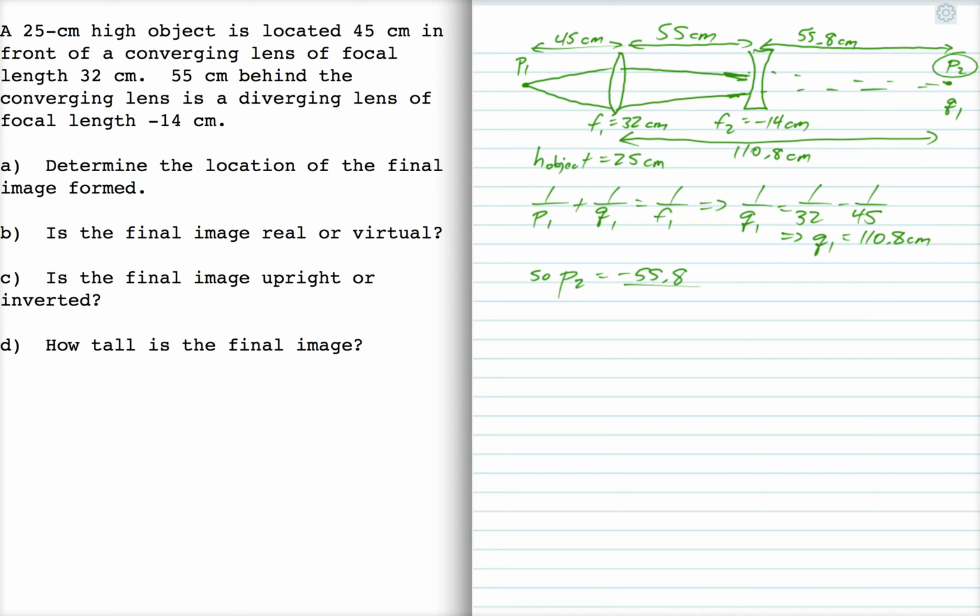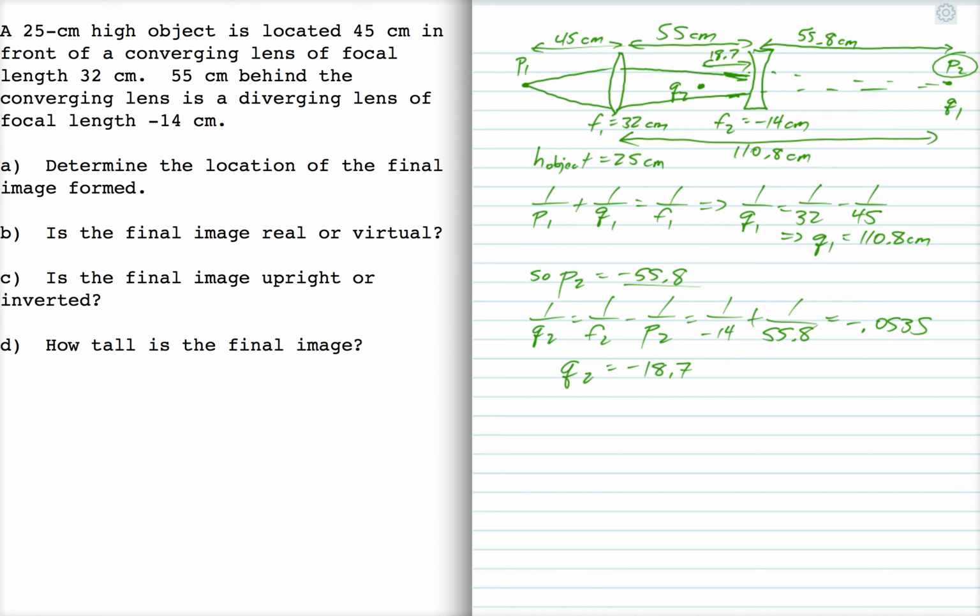Okay, so we can find Q2 now. 1 over Q2 is 1 over F2 minus 1 over P2, and that's 1 over negative 14 minus, well, plus 1 over 55.8. Okay, and that works out to be minus 0.0535. And so Q2 is negative 18.7. So that means Q2 is out here. That's Q2, right? That's negative 18.7.